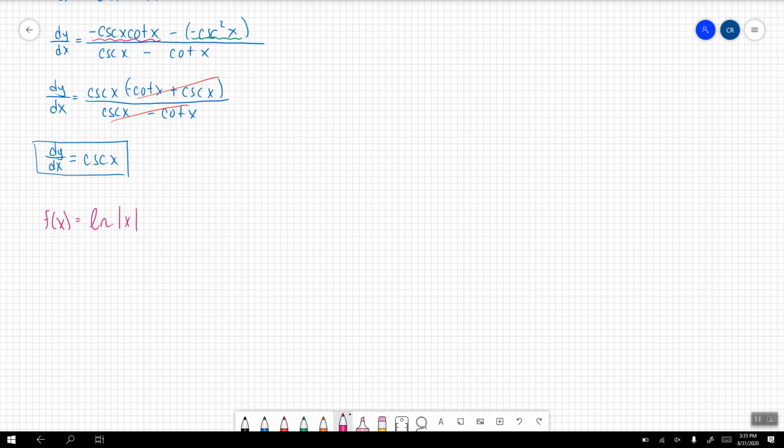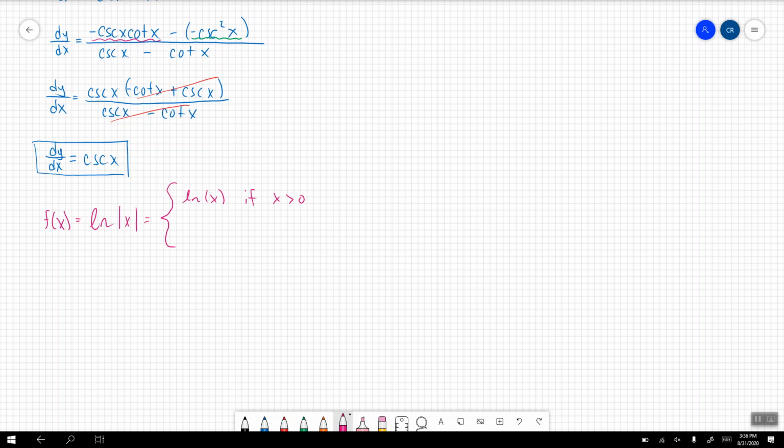Since we have an absolute value, the absolute value actually breaks this function into two different parts. In other words, it's a piecewise defined function. That piecewise defined function says that I can take the natural log of x, and this only evaluates if x is greater than 0. Okay, so that's kind of nice for what we're looking at.